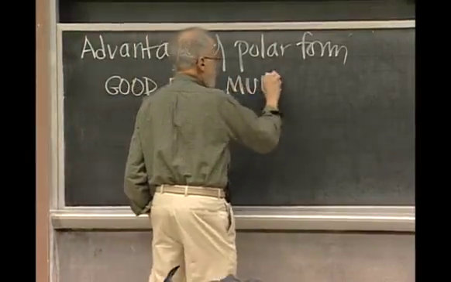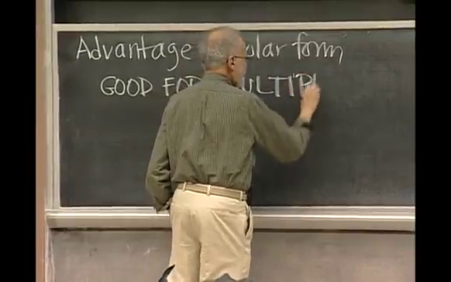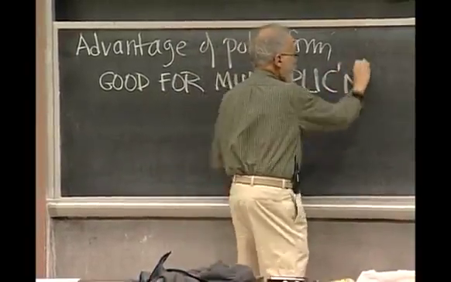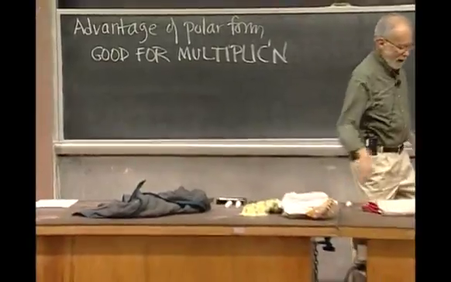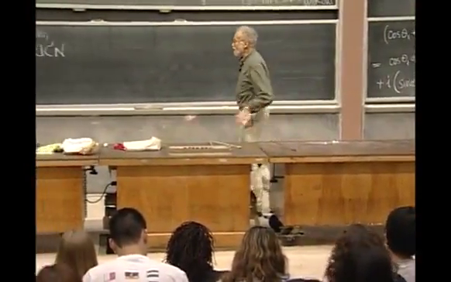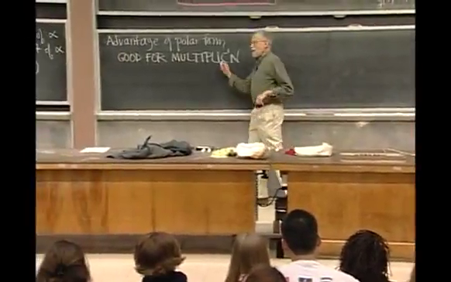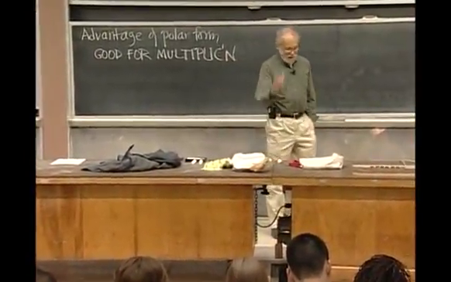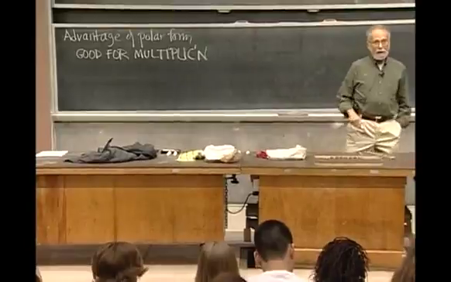Now, of course, you know how to multiply complex numbers even when they're in the Cartesian form. That's the first thing you learn in high school, how to multiply a plus bi times c plus di.